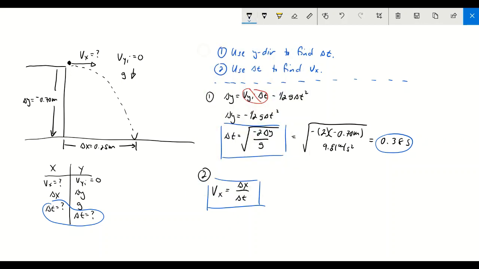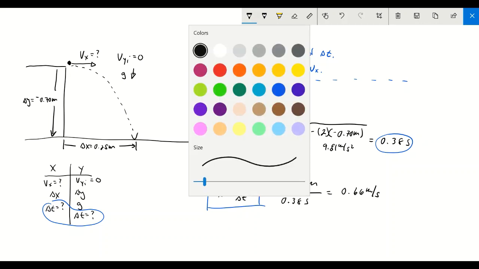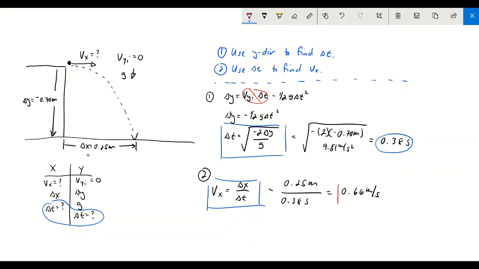So let's put the numbers in. We know from the problem that our displacement was 1/4 of a meter, 0.25 meters. Now we know that we've got 0.38 seconds for the time interval, and we simply get 0.66 meters per second. So now we know that the baseball was traveling at 0.66 meters per second as it rolled off the table.